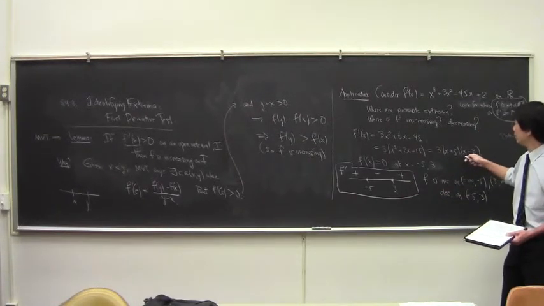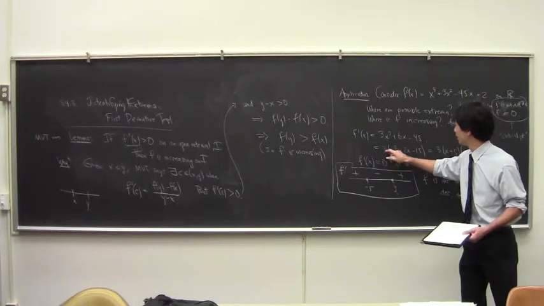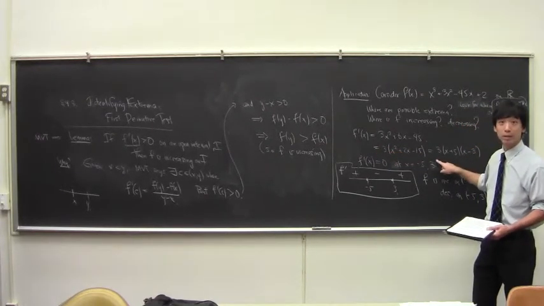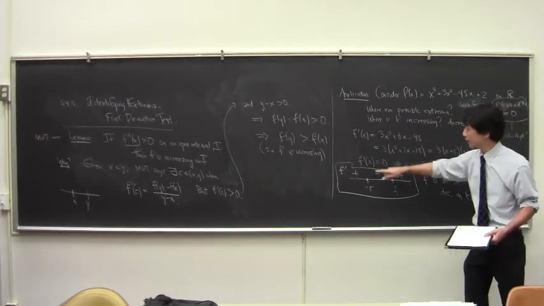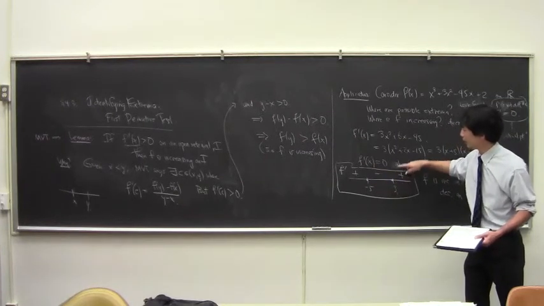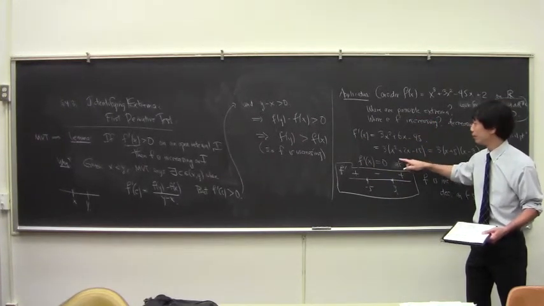Or alternatively, you say, well, look, I know this thing is a parabola. This is an upwards-going parabola, so I know it's going to be positive here, negative here, and positive here for f prime.